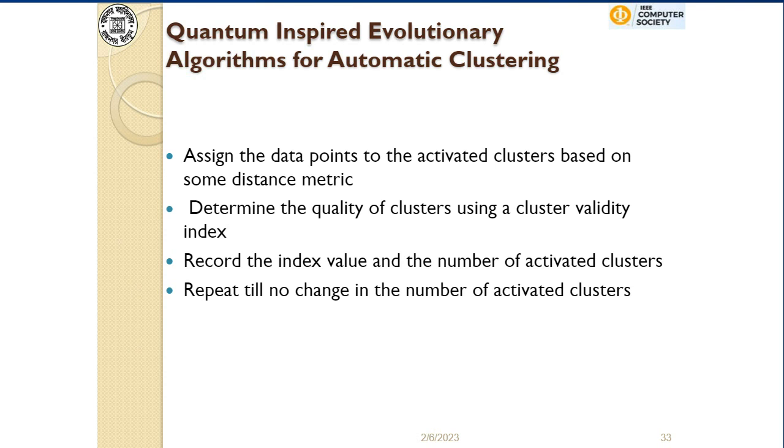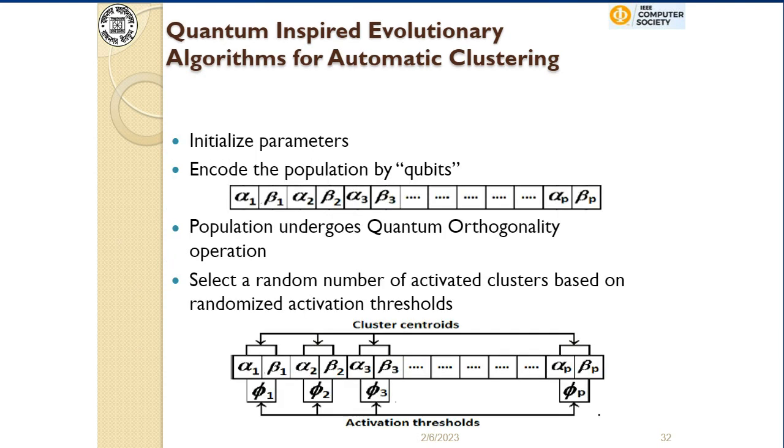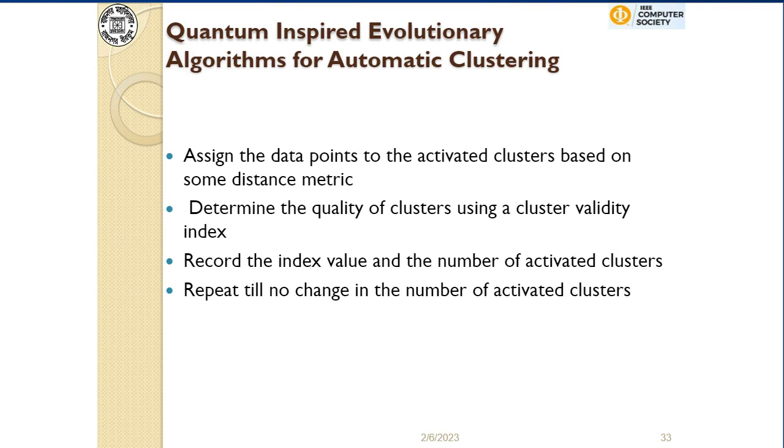So you go on repeating the entire procedure, going back and again deciding the thresholds randomly. Now you see that in the entire process, you do not require any human intervention as such. There is no human intervention, so the entire process becomes automated. At the end, you end up with the optimal number of clusters, validated by the cluster validity indices, without requiring any human intervention, thus making the entire process automatic in nature.